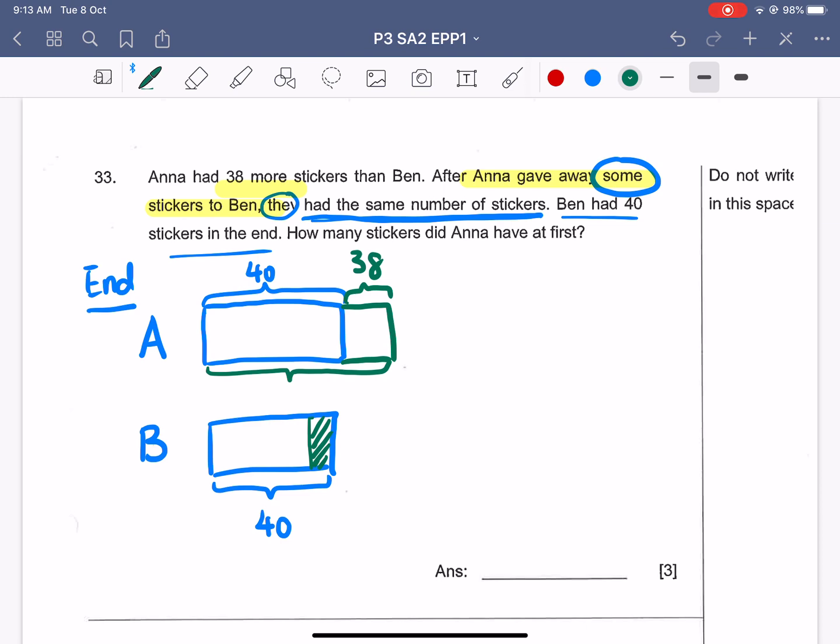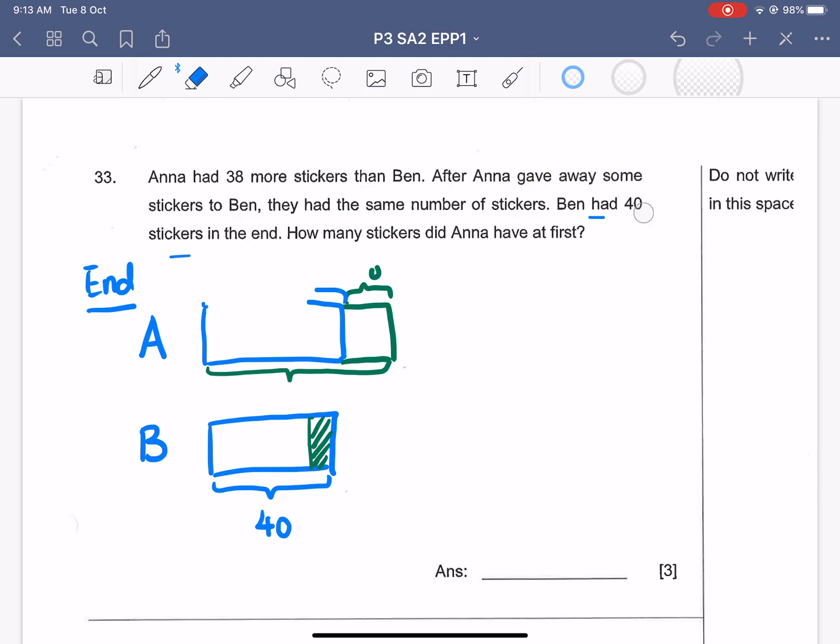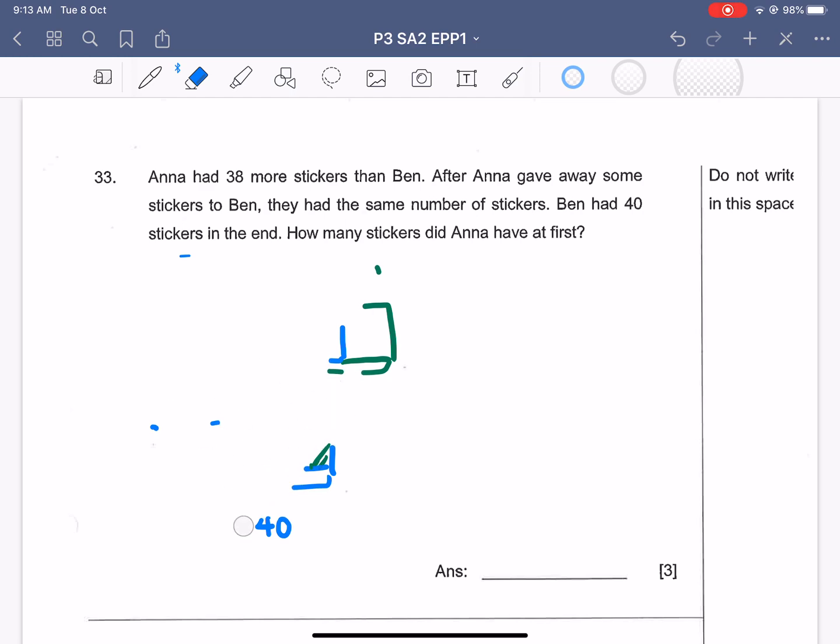Okay, now I might have made a mistake. Let me restart this whole question again. I misread this question. Let me erase the whole thing and restart again. Now I'm going to start from the beginning one more time.